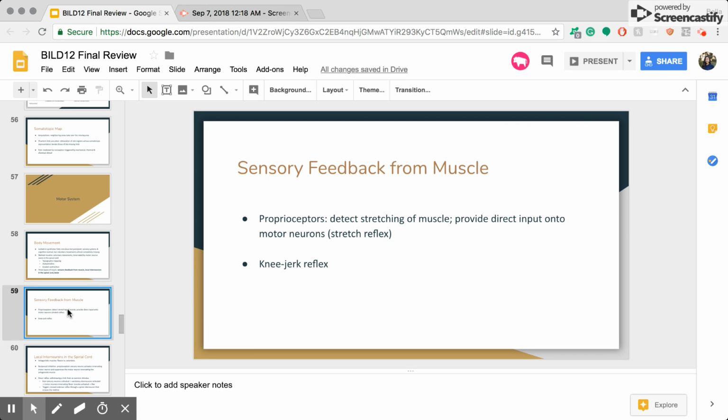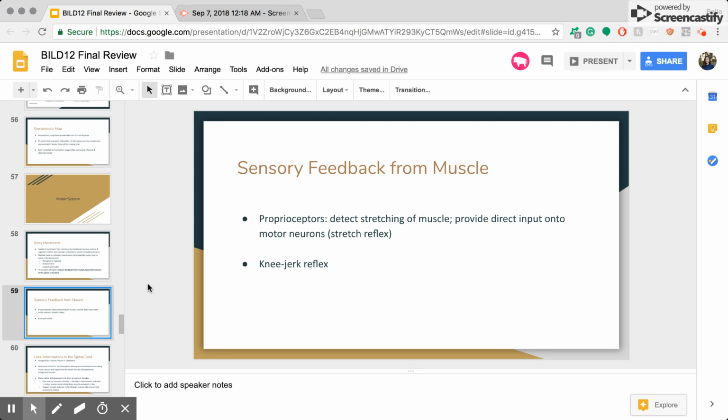The first one is sensory feedback from muscle, and the receptor for that is the proprioceptor. What proprioceptors do is detect the stretching of your muscle, and based on that, they directly synapse onto motor neurons. That's the idea of a stretch reflex. The example for that is the knee-jerk reflex. If you take something and hit your knee, it projects that stretching.